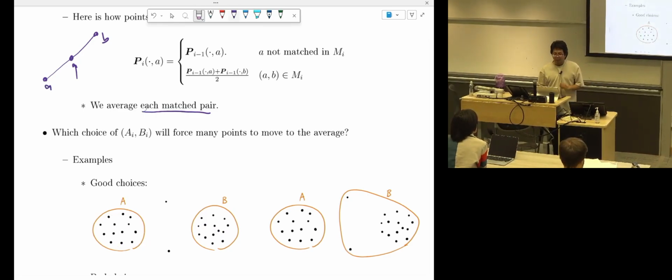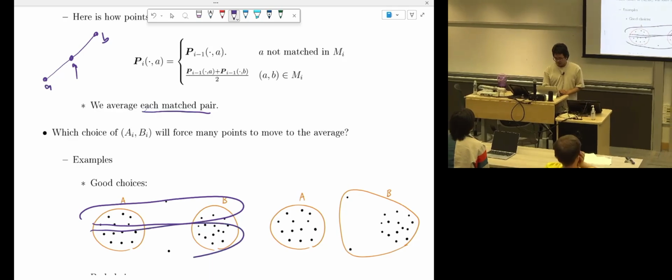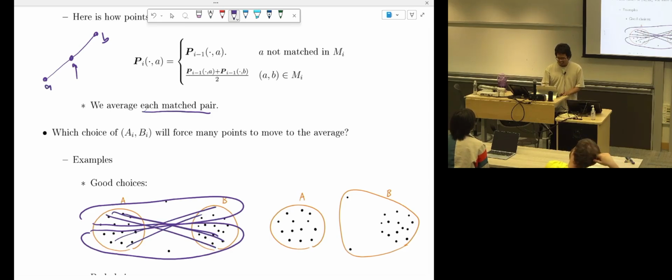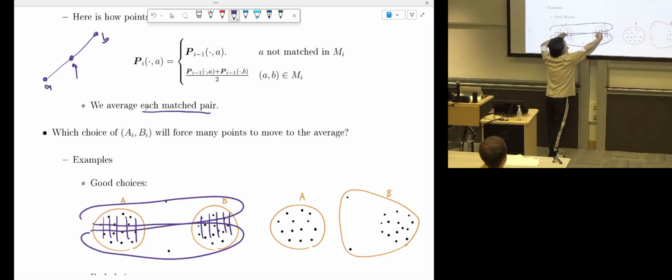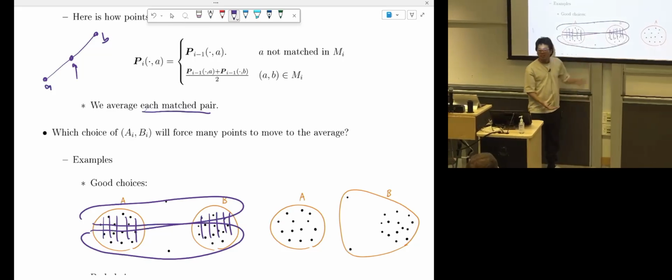Can you tell me what's a bad choice? Give me an example of a bad choice. Yeah, instead of doing this vertical split, do a horizontal split on that example. Because if the matching player is really generous for us, then it might match like this, and that's good. But the matching player can be adversarial, and it could just match like this. And now, okay, they move a bit, but they're still far from the average.